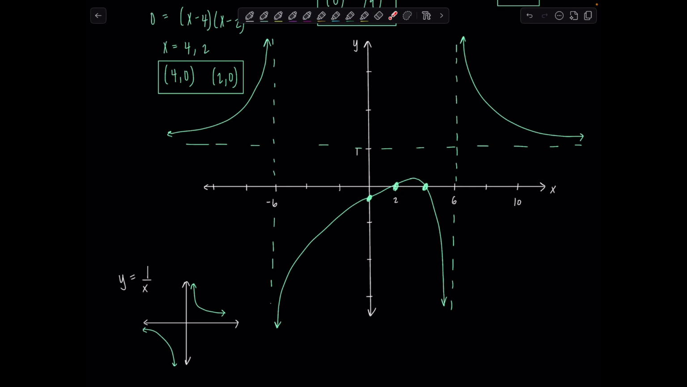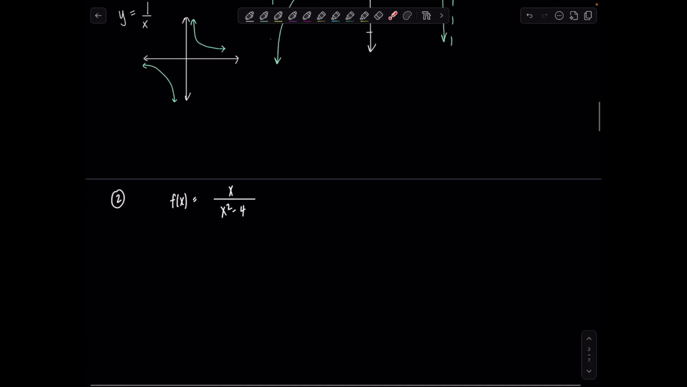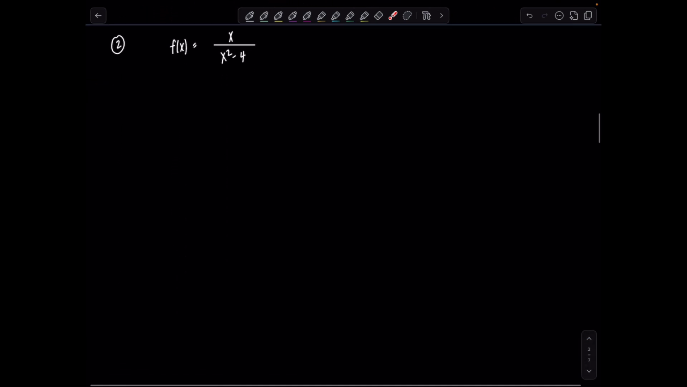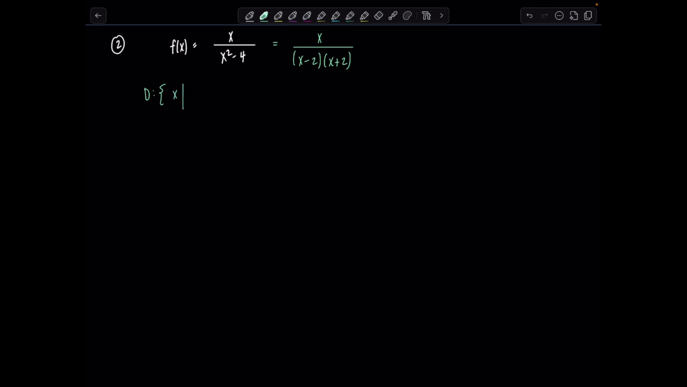Let's try another, yeah? Okay. f of x equals x over x squared minus 4. So step 1, factor, find the domain. So the numerator, nothing to factor. Denominator factors into x minus 2 times x plus 2. So I have 2 restrictions in the domain, right? All x's such that x can't equal plus or minus 2. And then there's nothing to reduce. It's already in lowest terms.